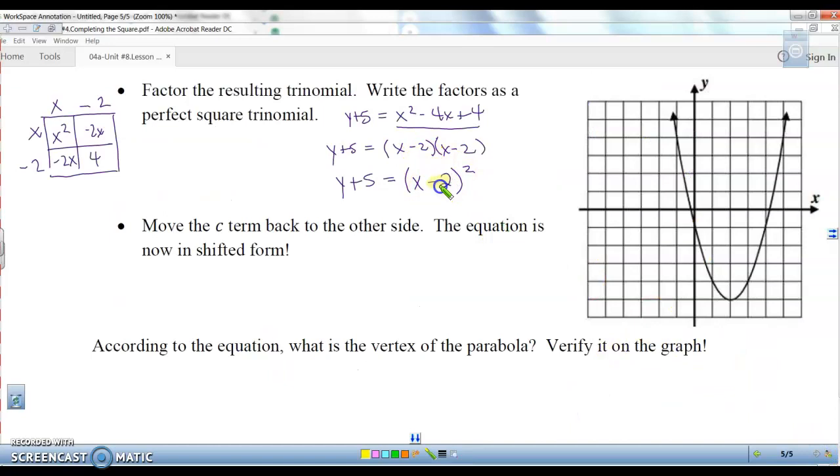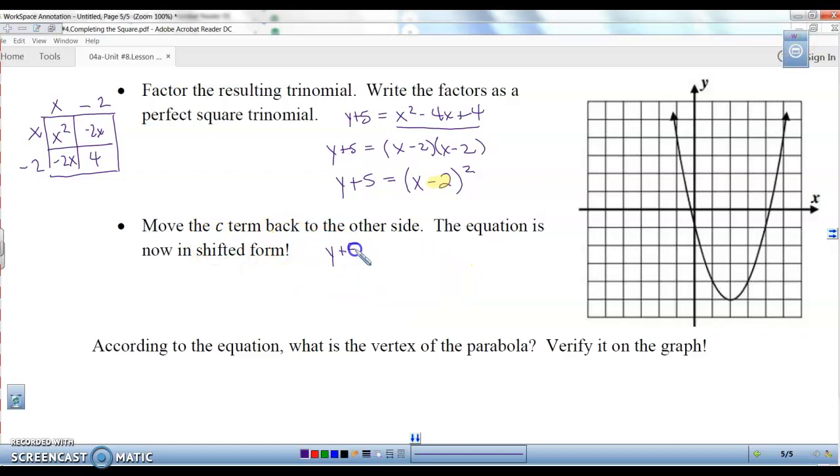What is your factor? Isn't that also negative 2? All right, so as a trick, when you factor this side, if you can remember what half your b was, that's going to be your factor that goes there. Now the last step is to move the c term back to the other side.